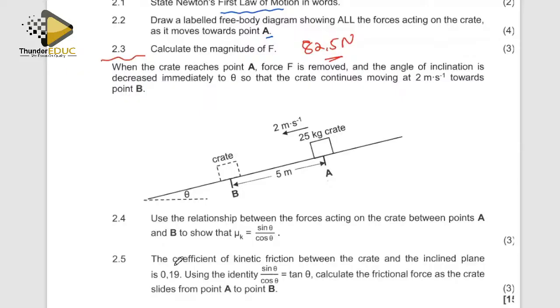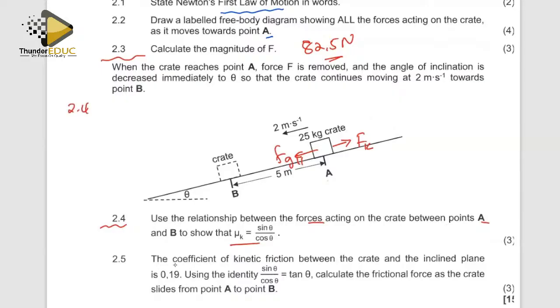Now, for us to answer this, they're asking us to use the relationship between the forces that are acting on the crate between point A and point B to show that the mu k, the coefficient of friction, is given as this. Now, if the force F is removed, which means we are only left with the frictional force and the Fg parallel that will be acting downwards.